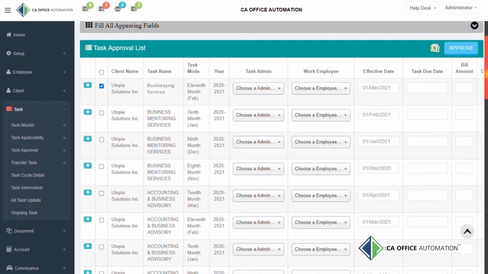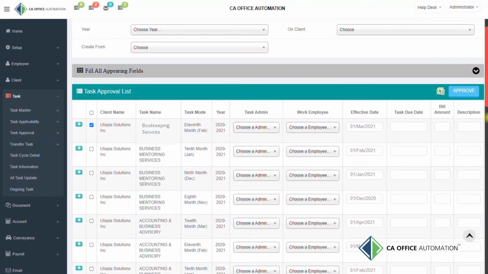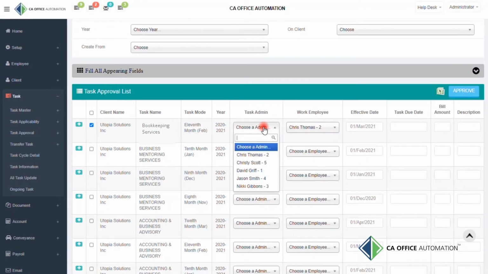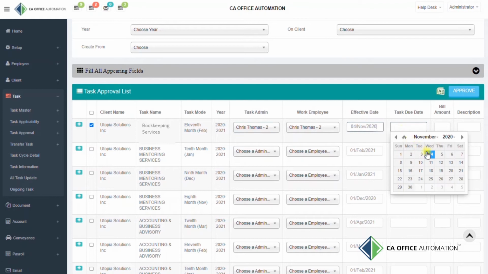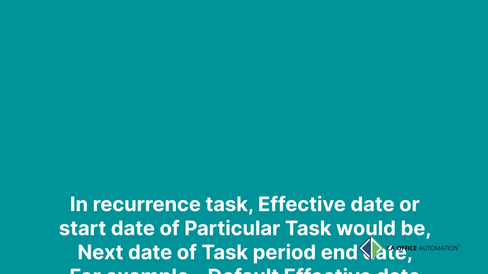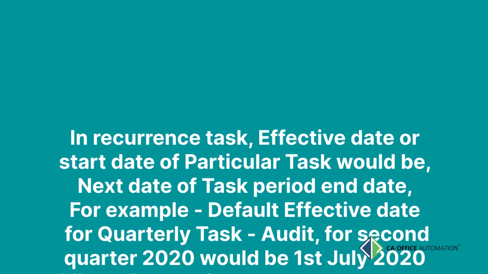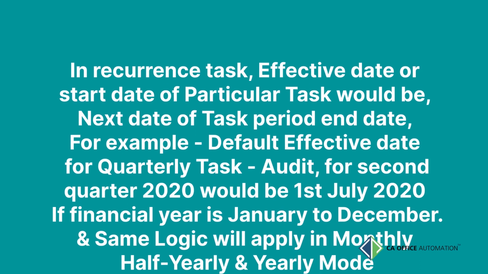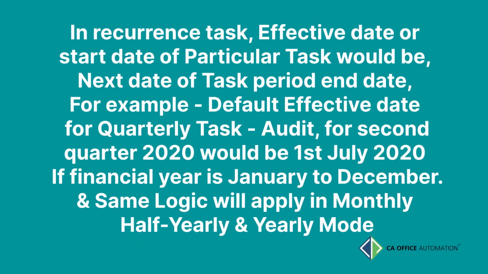Here, we can manage many things at the time of approval. At the time of approval, you can allocate tasks to a particular employee, choose a task admin, effective date, due date, and bill amount as well. In a recurrence task, the effective date or start date of a particular task would be the next date of the task period end date. For example, the default effective date for the quarterly task Audit for second quarter 2020 would be 1st July 2020 if the financial year is January to December. And the same logic will apply in monthly, half-yearly and yearly mode.